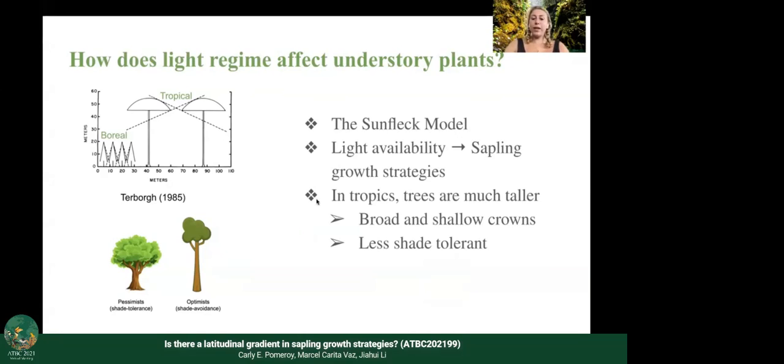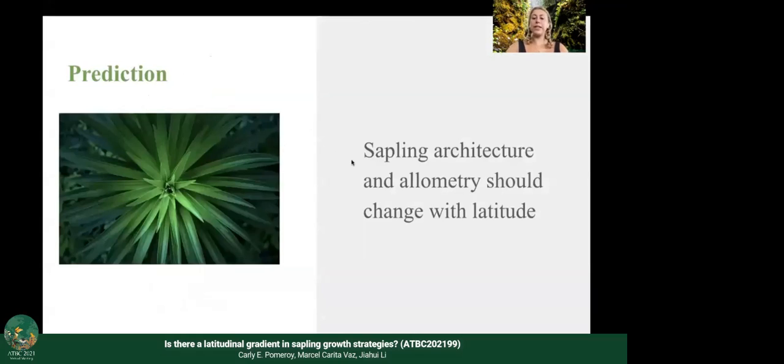So you can see that in the tropics, trees are broad and shallow and less shade tolerant as well. So the different light regimes have selected for these different plant shapes. All right, this led us to predict that sapling architecture and allometry should change with latitude. We hypothesized that plant architecture and allometry are related to light, which led us to this prediction. And we were interested in this because we wanted to dive into understanding forest regeneration dynamics, which is very important to better understand these tropical forests.